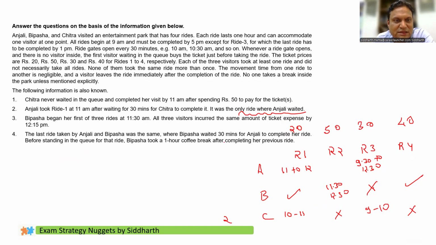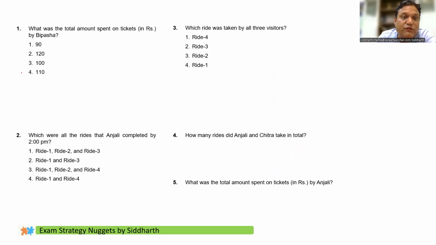I know that Bipasha has taken three rides, and the three rides taken by Bipasha are R1, R2, and R4. So what is the cost? 20 plus 50 plus 40. So that is 110 rupees. Without looking at the fourth point, which was the longest point, I can say that Bipasha has spent 110 rupees.